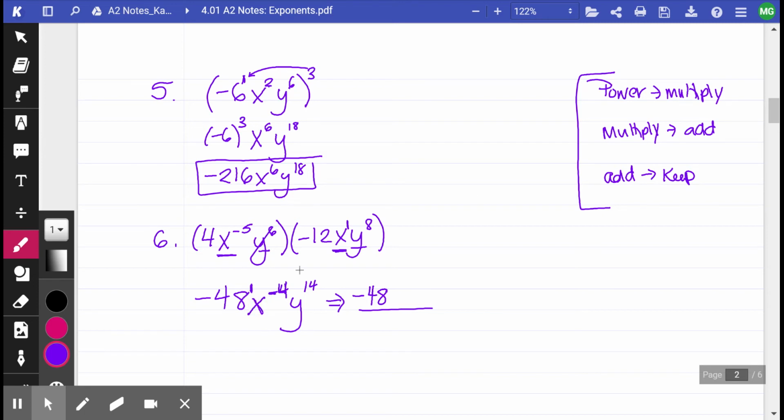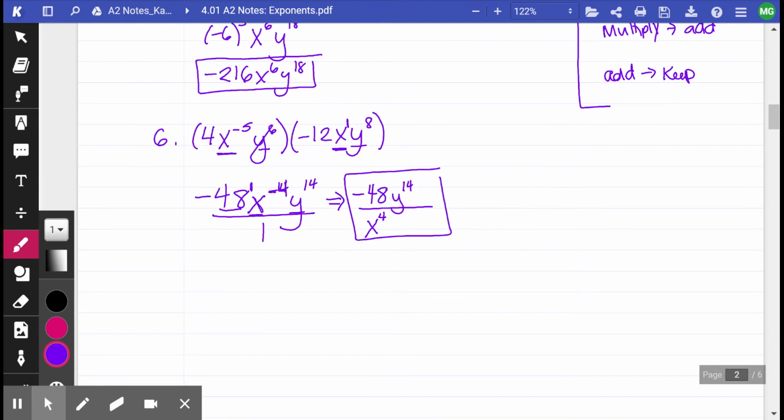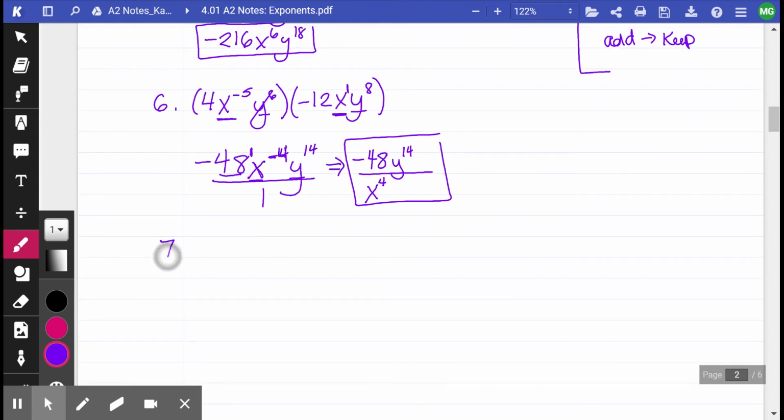X to the negative 4 has a negative exponent, so that's going to go down because right now it's in the numerator. And once it switches places, it becomes positive. And I just go in order, 1, 2, 3. And then y to the 14th has a positive exponent, so that's going to stay. So that would be my final answer. I'm allowed to have negatives. I'm just not allowed to have negative exponents left in my answer.